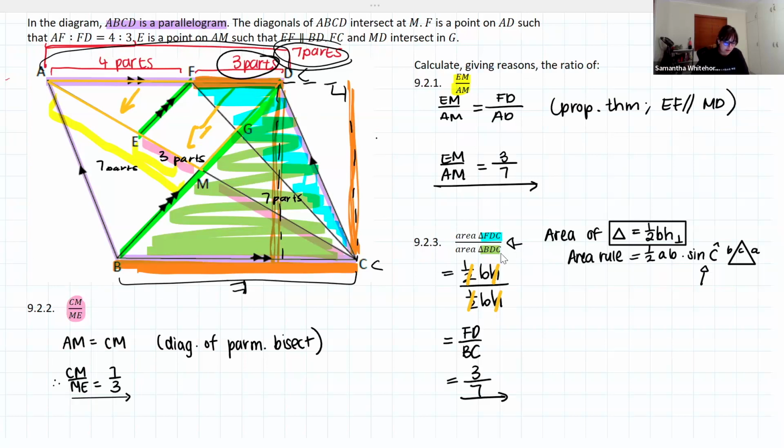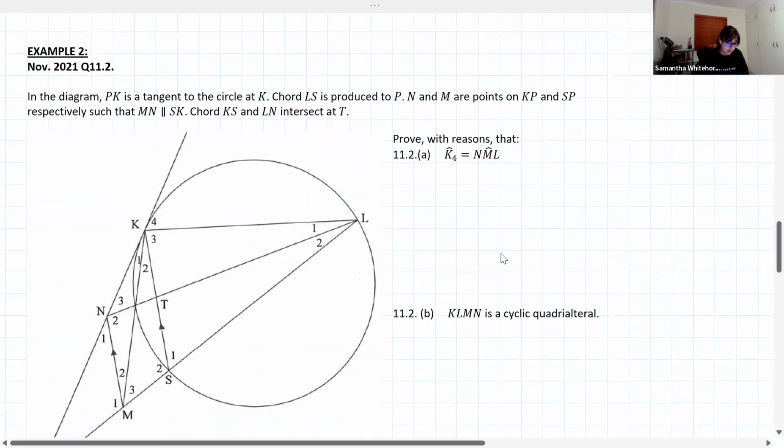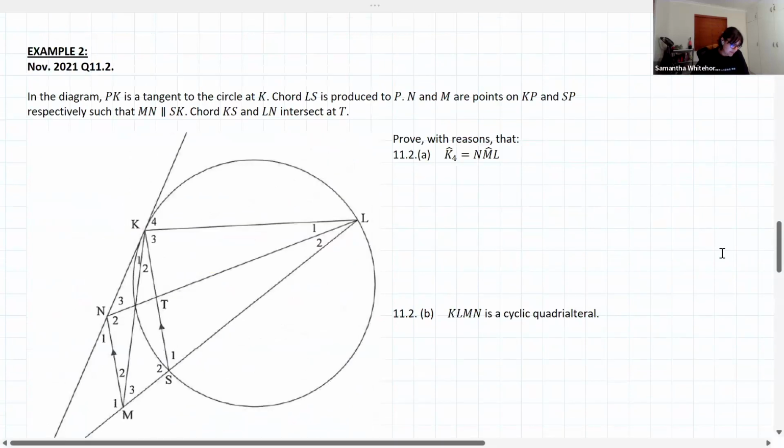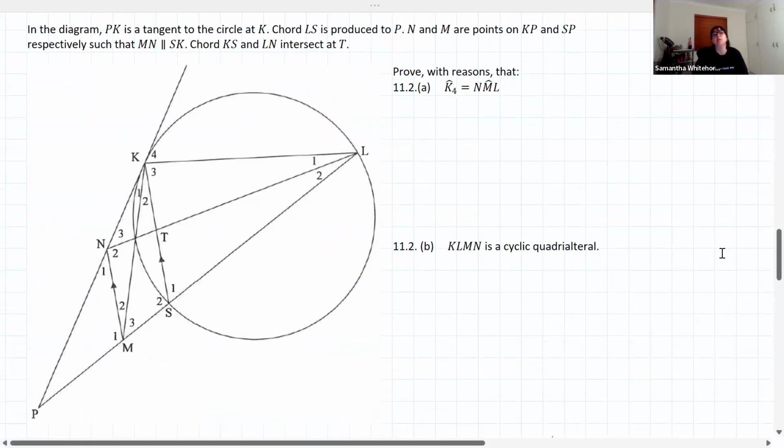Okay. So if we have a look at our second example, we have this beast. It says example 2. I'm not going to stress about it. This was taken from 2021's November paper, and this is more of what you can expect. I'm not saying you can't expect a question like what you saw in example 1, where it was a quadrilateral. You definitely can.